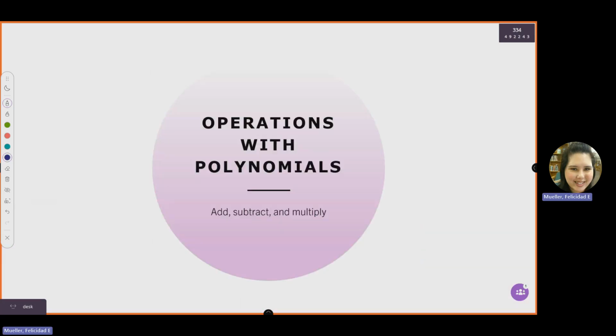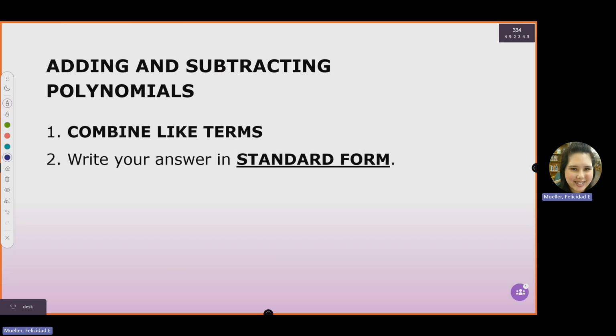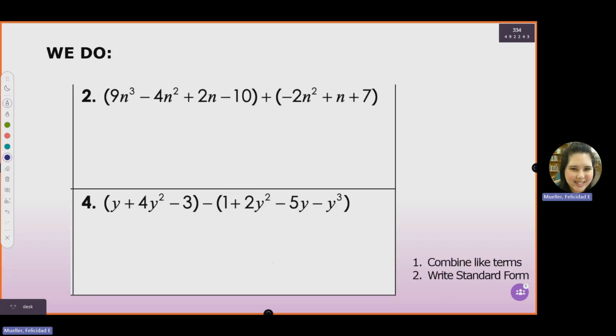So moving on to our operations, specifically add, subtract, and multiply. When adding and subtracting polynomials, we're going to combine like terms and write our answer in standard form. So I want to stress the importance of us writing in standard form, that's explicitly given in the directions. The expectation is that we are writing in standard form. And that's because it is the standard form that everybody in the world will understand when you write in this order.